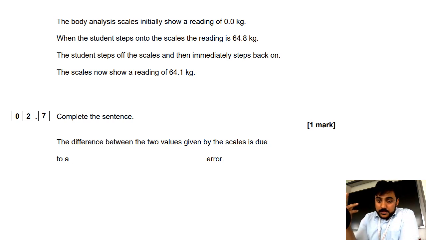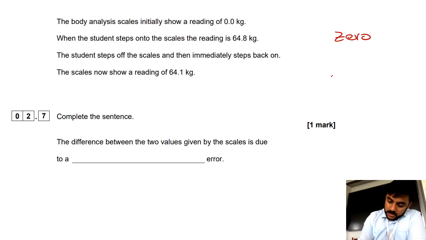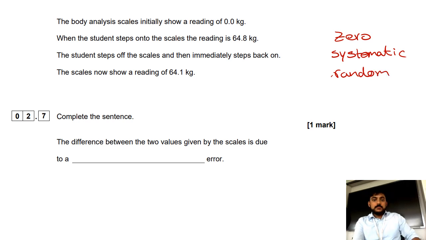Now, there are three types of errors that you need to know about. There are zero errors, systematic, and random. Zero errors are common when you're measuring something from a scale, weighing things. If the scale already reads 0.1 or 0.3 or minus 0.1, if it's not on 0, then when you take a measurement, you'll get a zero error. But it is on 0, so it's not a zero error.